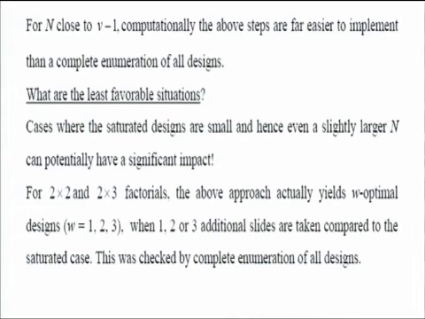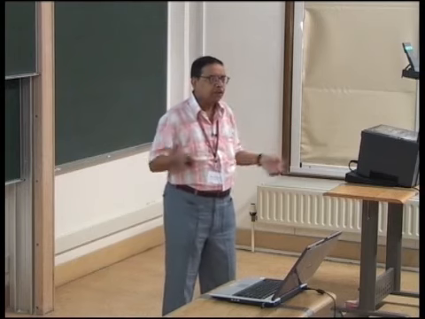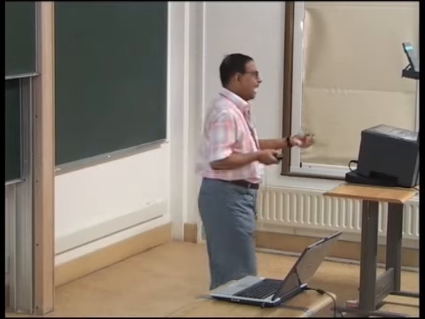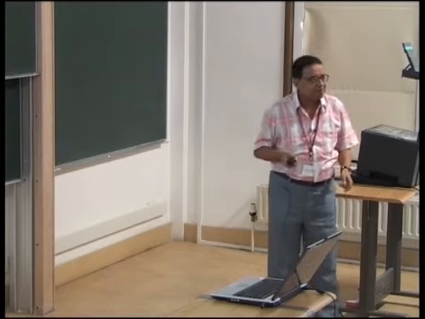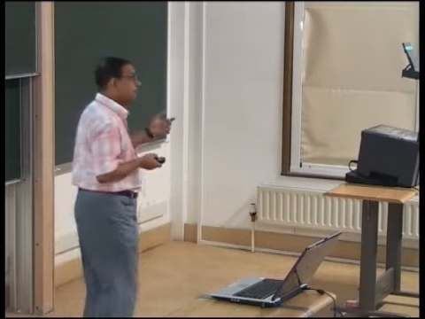And for n close to v minus 1, these steps are much easier to implement than a complete enumeration. Now, we examine how efficient this ad hoc procedure is. Now, for this, what are the least favorable situations? The situations where the saturated design itself is very small, and as a result adding only 2 or 3 slides can have a significant impact. If the saturated design has say 30 slides, then adding 2 or 3 slides will not have a major impact. But if the saturated design itself is small, then further addition can have a significant impact.